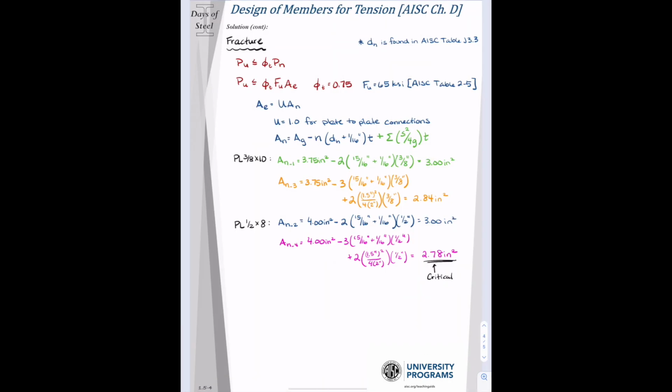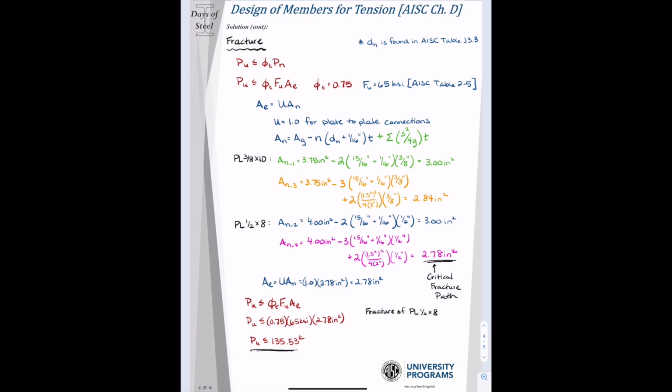In completing the calculations, we see the critical fracture path was the staggered path through the PL 1/2 by 8 member. We use this to calculate the effective area and determine the design strength, phi Rn, is equal to 135.53 kips. Since this is lower than the yielding strength, it controls the design of this connection.